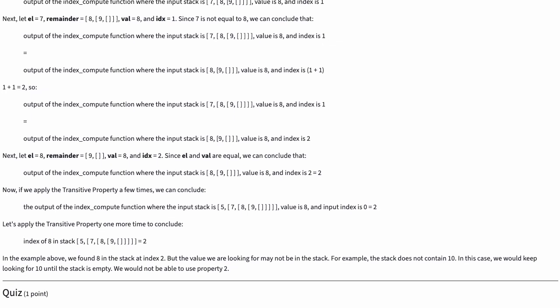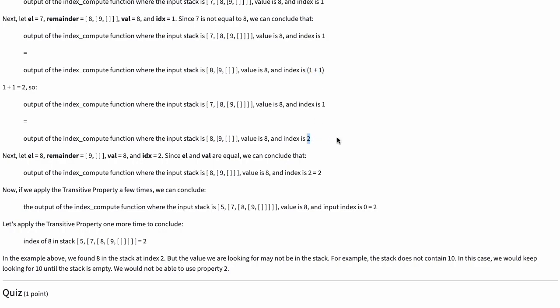Next, let L be 7, remainder be the stack 8, 9, val be 8, and IDX be 1. Since 7 is not equal to 8, we can conclude that the output of the function, where the input stack is 7, 8, 9, value is 8, and index is 1, is equal to the output of the function, where the input stack is 8, 9, value is 8, and index is 1 plus 1. 1 plus 1 equals 2. So we can replace 1 plus 1 with 2.